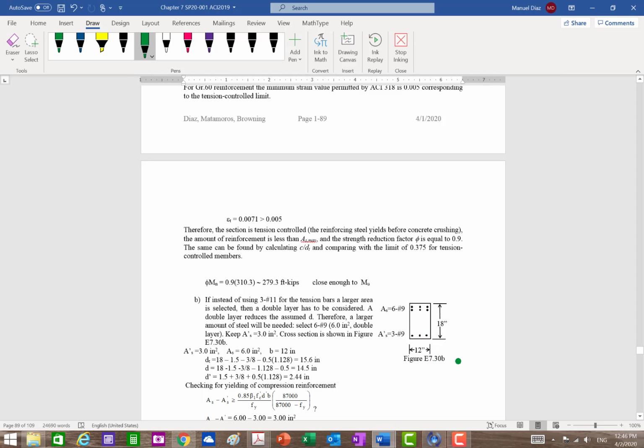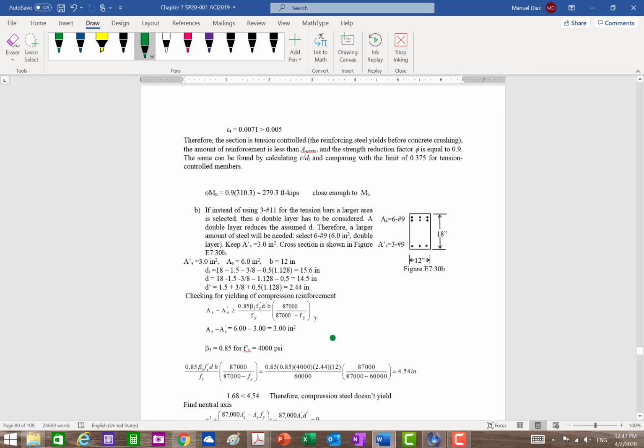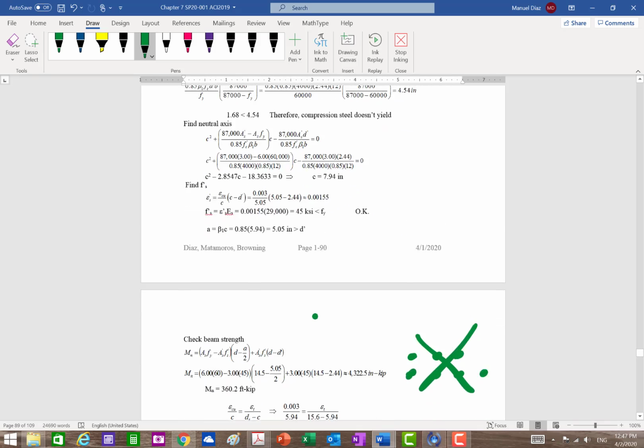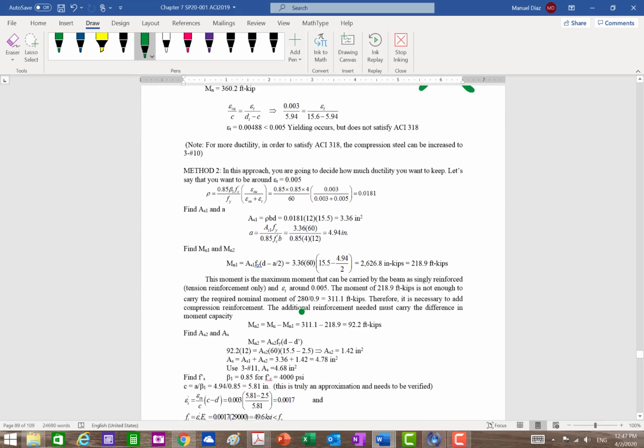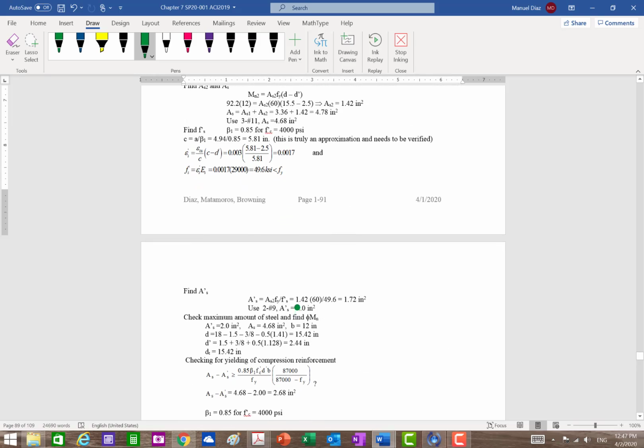Okay? So those are two options. So notice again, there is not a unique solution. Okay? There are different options on how you can solve that. Okay? All right. Now you would have done method 2 now, right?